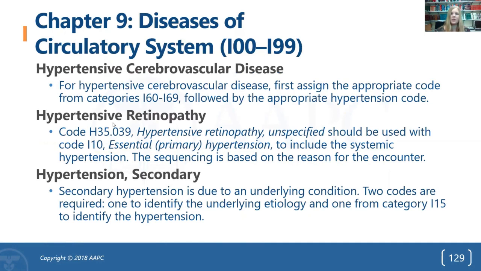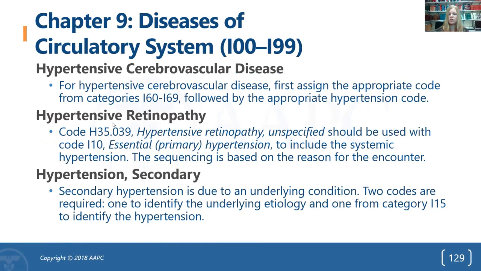You must pay particular attention to these coding guidelines for these hypertensive conditions, especially in risk adjustment. For hypertensive cerebrovascular disease, you would first assign the appropriate code from category I60 through I60.9 and then the appropriate hypertension code. For hypertensive retinopathy, the code H35.039 for hypertensive retinopathy unspecified should be used with code I10 for essential hypertension. The sequencing is the reason for the encounter.